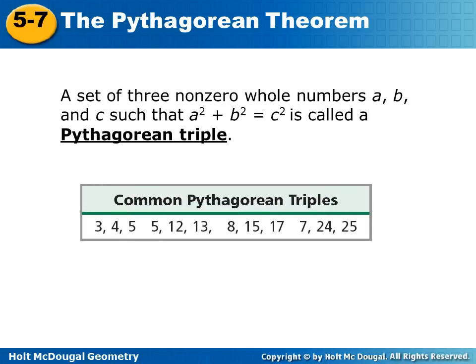A set of 3 non-zero whole numbers, a, b, and c, such that a squared plus b squared equals c squared is called a Pythagorean triple. And this just saves you some time. It's a shortcut if you can memorize them. You don't really have to memorize them. You can use the Pythagorean theorem every time, but it does help save time if you have these memorized. So common Pythagorean triples are 3, 4, 5; 5, 12, 13; 8, 15, 17; and 7, 24, 25.